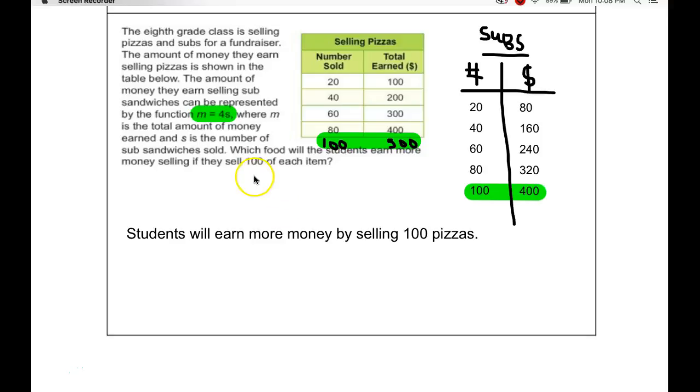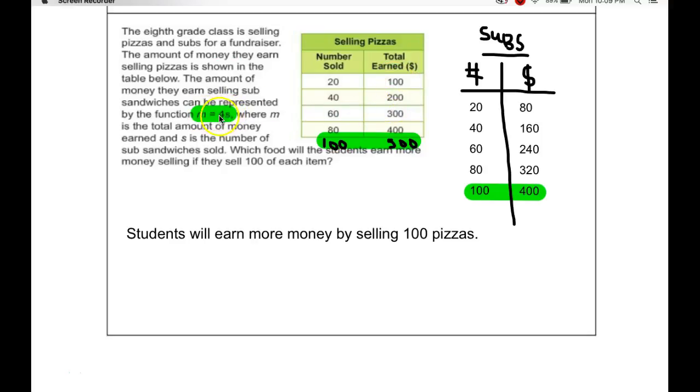So again, we want to make sure that we're comparing like visuals. There is an equation here for subs and a table here for pizzas. From the table for pizzas, you could determine that each of these is being multiplied by 5, which means that's the rate of change. So in other words, $5 per pizza. Doesn't say what the size of the pizza is, but that sounds like a pretty good deal.